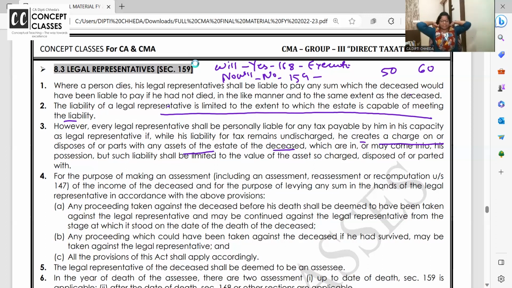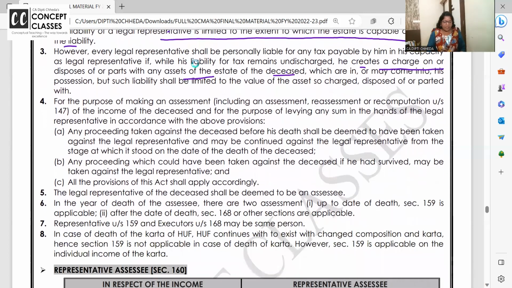But such liability shall be limited to the value of the assets so charged. Now, for the purpose of making an assessment of the income of a deceased person and for the purpose of levying any sum in the hands of the legal representative, any proceeding taken against the deceased before his death shall be taken on the legal representative.